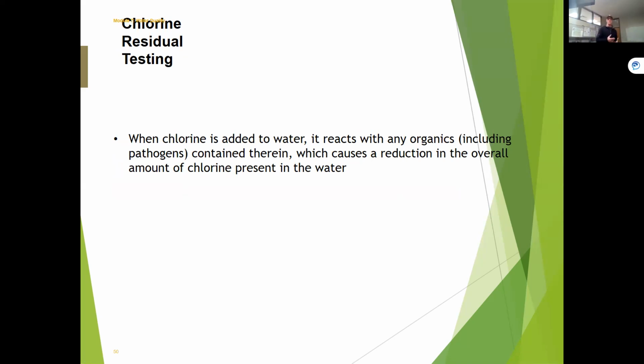Okay, one of the more common tests that are done is chlorine, the chlorine residual. As an operator, this is probably the test that's done the most by operations staff. When chlorine's added to water, it reacts with the organics and pathogens or anything you're going to combine it with and causes a reduction in the overall amount of chlorine in the water. If there's more organics, then there's more demand on your chlorine. That's pretty simple. That's your typical chlorine demand.